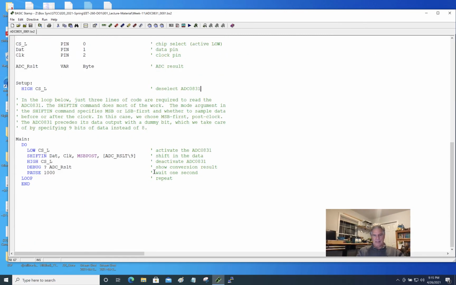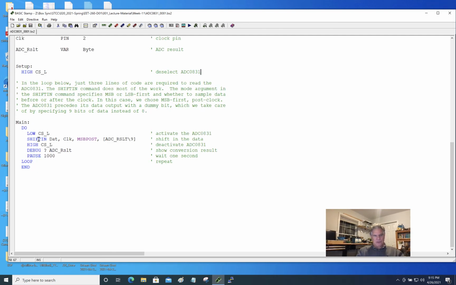So that's wonderful. So what we're going to do is the shift in instruction. We're going to put the result in ADC result. The \9 means that there's 9 bits to shift in. MSB post again says where the data is and whether it's most significant bit first or least significant bit first.